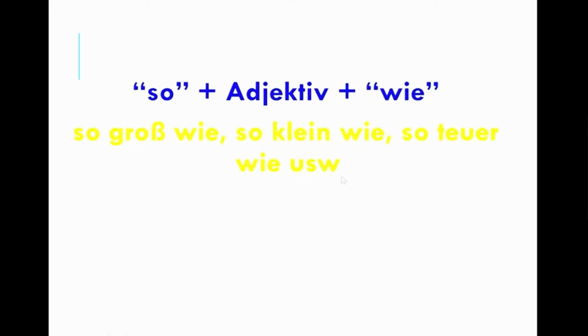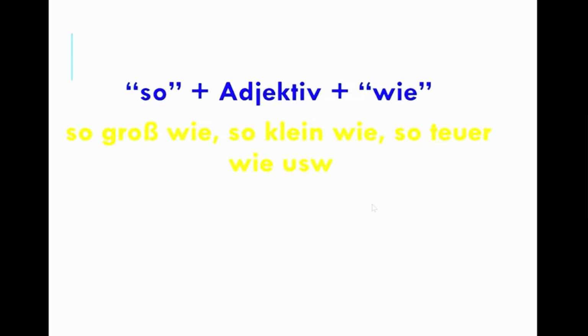Next, now if we are comparing two things which are equal to each other, so we use so plus adjective plus wie. Okay? So so groß wie, so big as, so klein wie, so small as, so teuer wie, so costly as und so weiter. Okay, now let's find out.